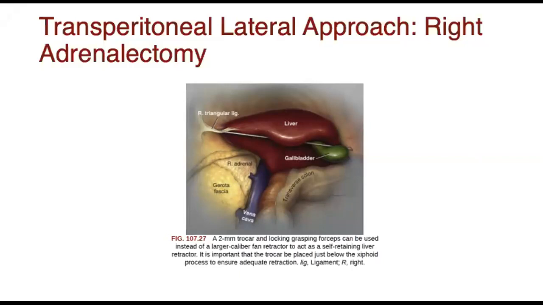This permits the visualization of the inferior vena cava and the right adrenal gland. The short right adrenal vein can be identified as it joins the vena cava. So the rest is as described earlier, and also the same as how I described in the open transperitoneal approach.